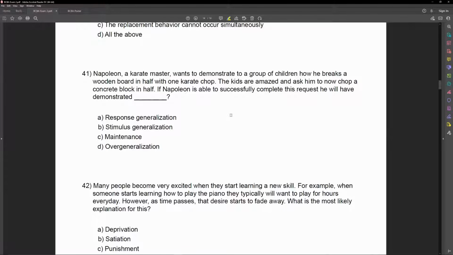If I'm dealing with one response across multiple stimuli, I'm dealing with stimulus generalization. If I'm dealing with multiple responses for one stimulus, I'm dealing with response generalization. So in this case, how many responses are we dealing with? Just one, just a karate chop. We want to see, can he generalize the karate chop to multiple stimuli? If Napoleon is able to do that, he will have demonstrated stimulus generalization.